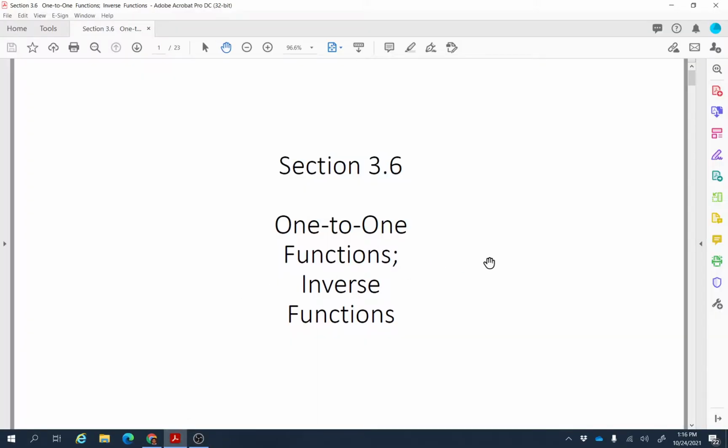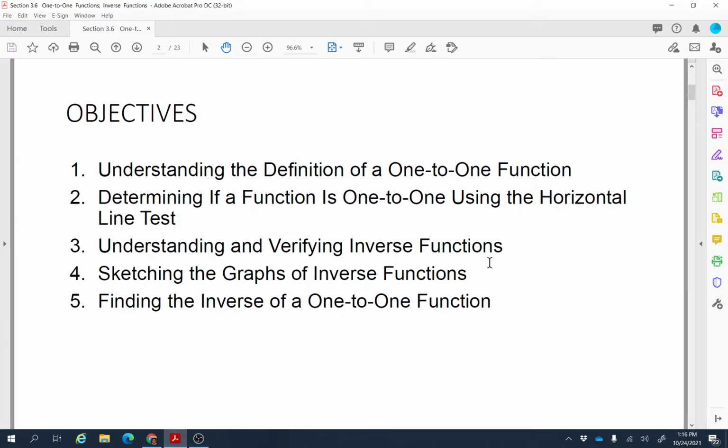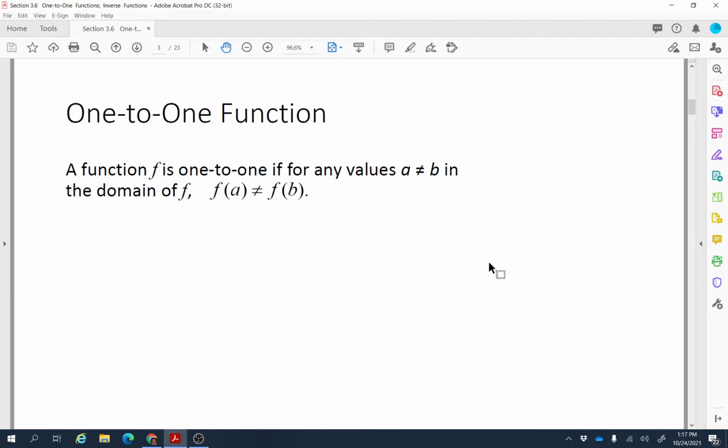Section 3.6, one-to-one functions, inverse functions. In this section we're going to talk about one-to-one functions. We try to understand the definition of a one-to-one function, and then by using the horizontal line test we can find out whether a given graph is a graph of a one-to-one function or not. After that we're going to see how to find an inverse function, and then how to plot the graph of an inverse function. So this is the basic definition.